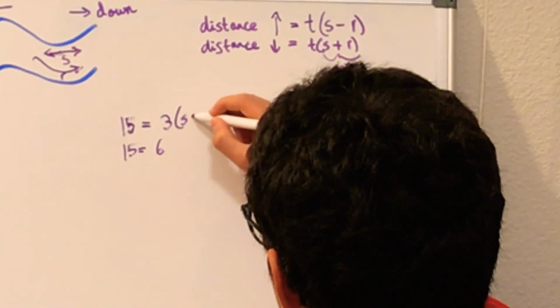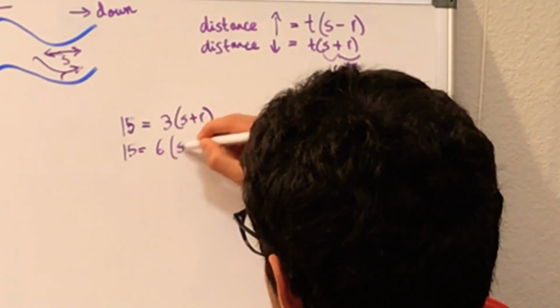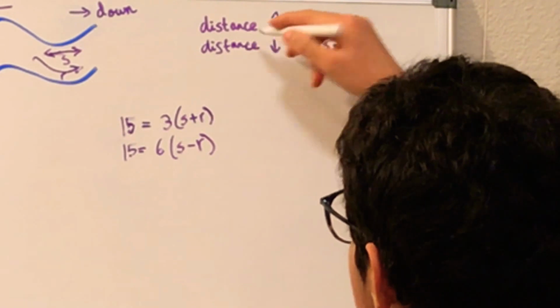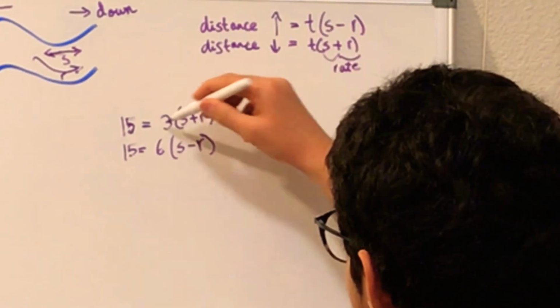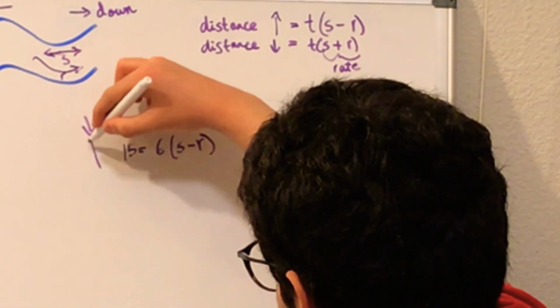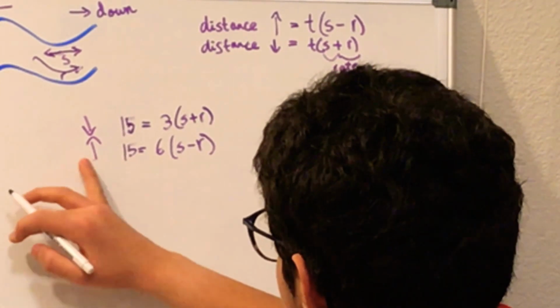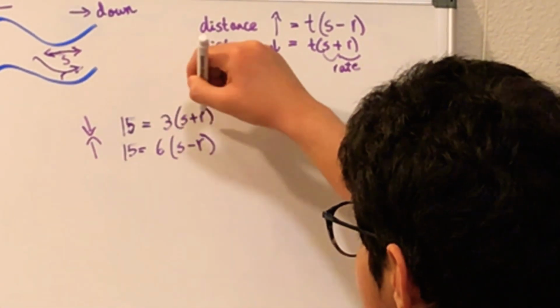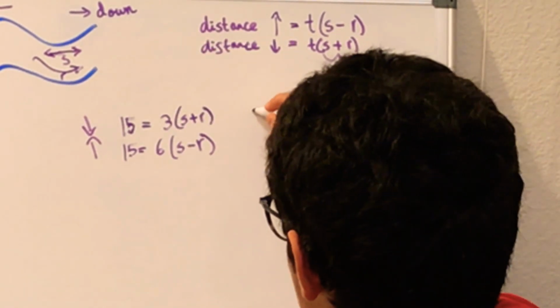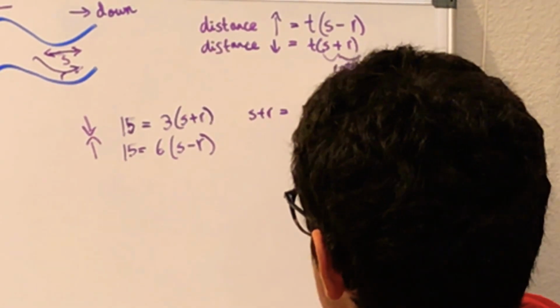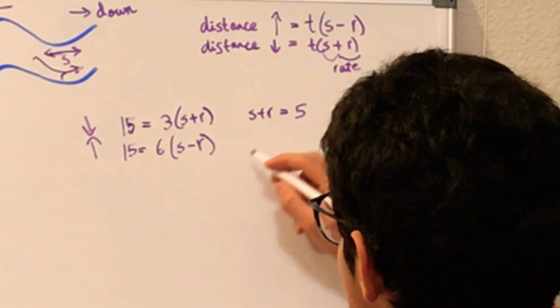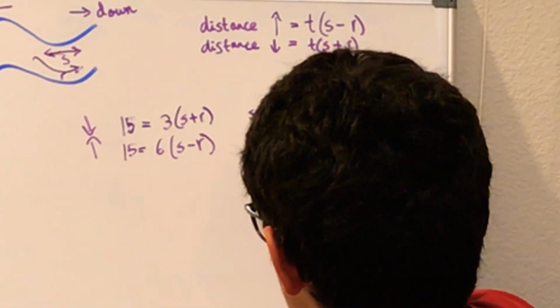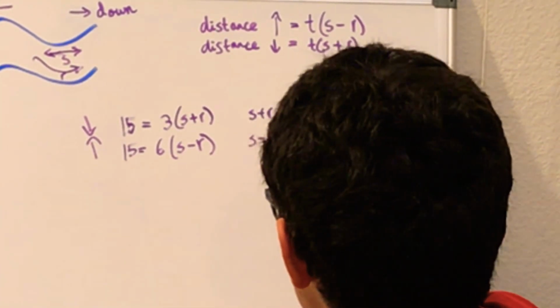This is S plus R, and this is S minus R. It's written opposite over here, but this is downstream. I'll just put this, and this is upstream. So just so you can see. Okay. Now we can divide in this equation. We can divide both sides by 3. So we get S plus R equals 5. And over here, when we divide by 6, we get 2.5 equals S minus R. So S minus R equals 2.5.